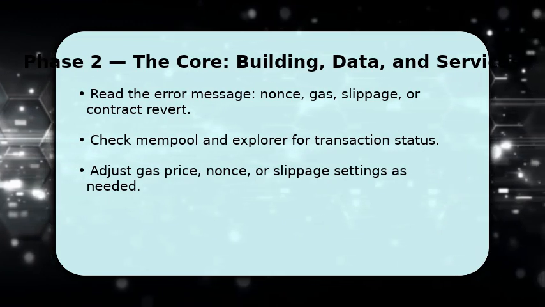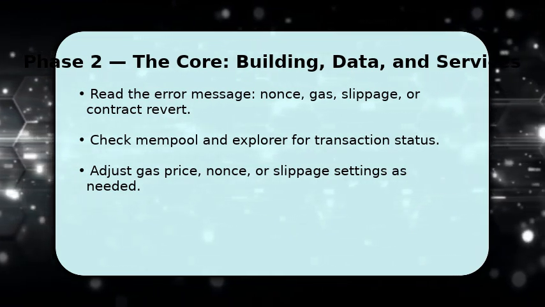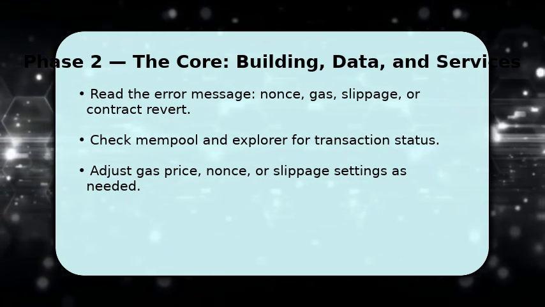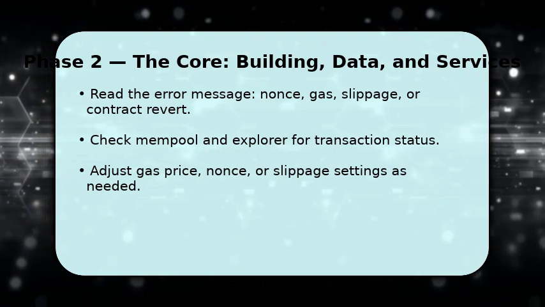Make targeted adjustments. Increase gas price to speed up, correct the nonce if mismatched, and raise slippage slightly when tokens are volatile. These steps fix most mid-process failures.